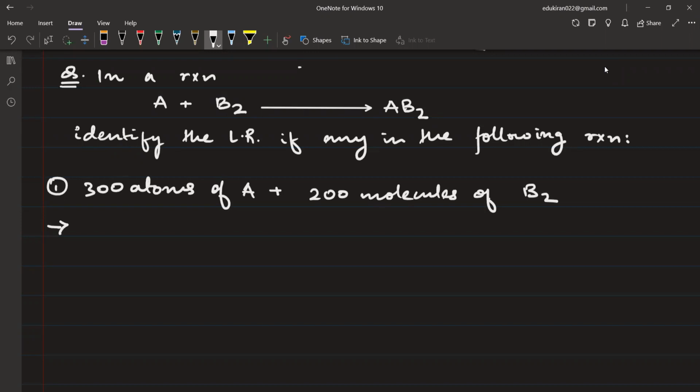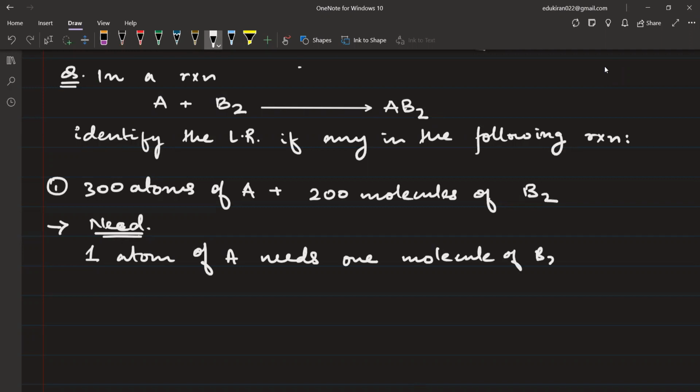We'll write according to the statement. According to this reaction here, what do we need? Please write the need statement. The need statement is 1 mole of A, or 1 atom of A, you can write here because they have given it as atoms. You can write 1 atom of A needs 1 molecule of B2. Hence, you will tell me 300 atoms of A needs how many molecules of B2?